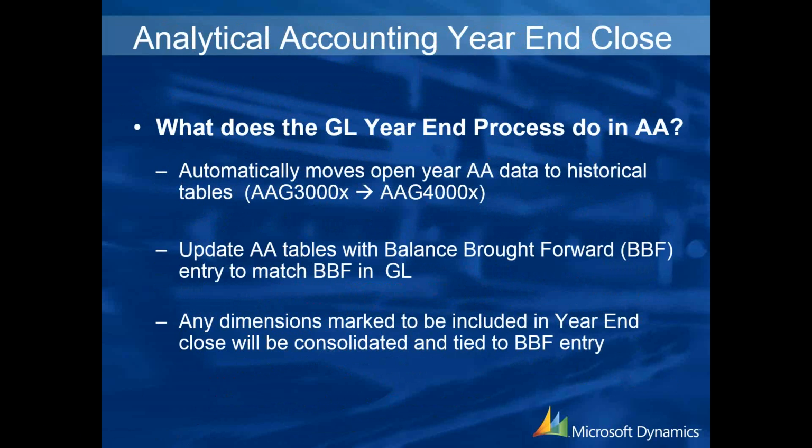It will update your AA tables with a BBF, a balance brought forward entry, to match the BBF in GL. Any dimensions marked to be included in year-end close will be consolidated and tied to a BBF entry. That is on your dimension card in AA. So you want to take a look at that to be sure that it's included in the year-end close.